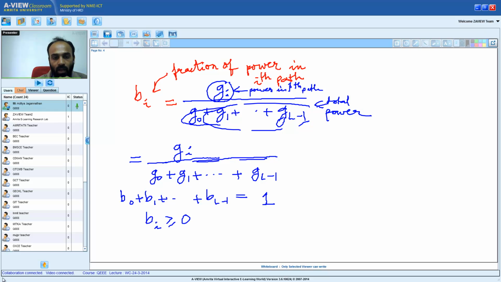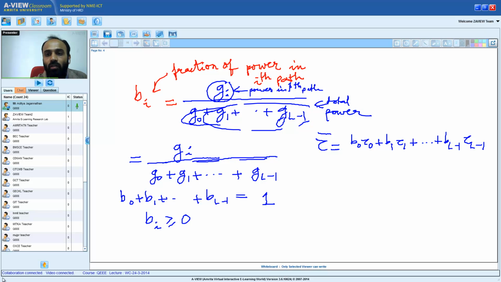Observe that each Bi is greater than or equal to 0. Therefore, mean delay is now simply combining each delay in proportion to the fraction of power. Mean delay tau bar equals B0 tau 0 plus B1 tau 1 plus ... plus B(L minus 1) tau (L minus 1).